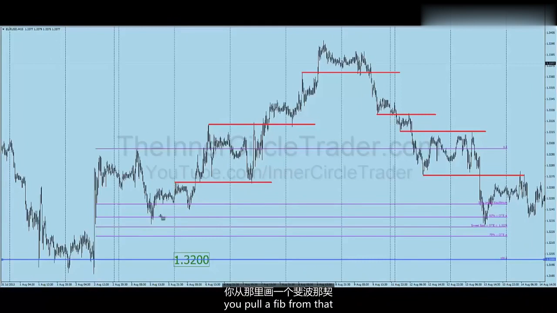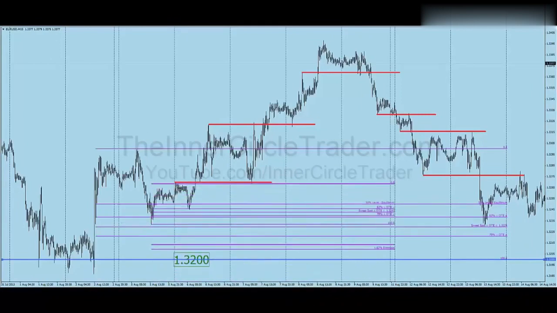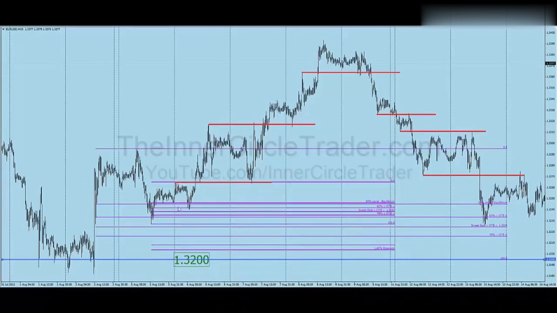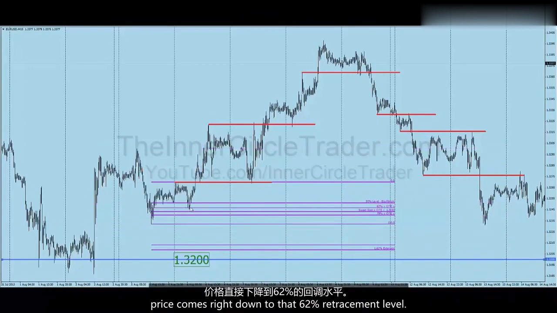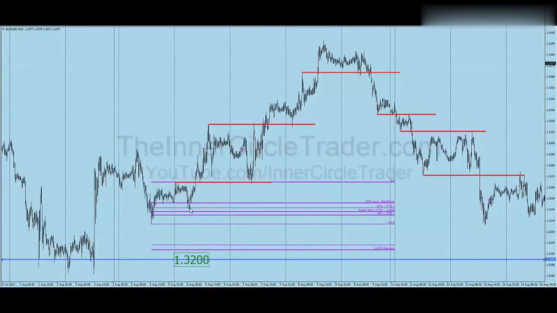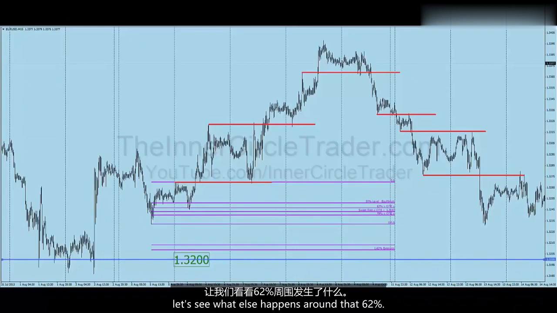If you pull a fib from that price swing from here to here, and I'm going to take this one off so you can see, price comes right down to that 62% retracement level. Now we're hunting or stalking buying opportunities. Okay, but the 62%, what else could we use? Okay, well, let's see what else happens around that 62%.